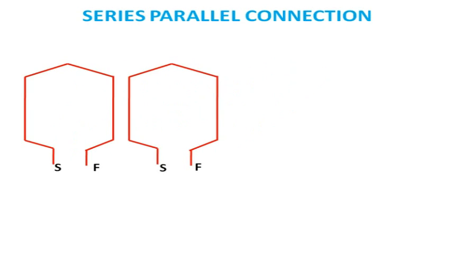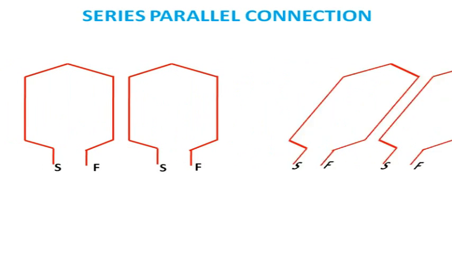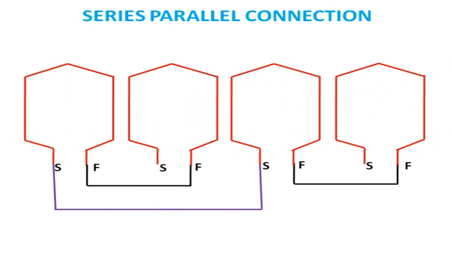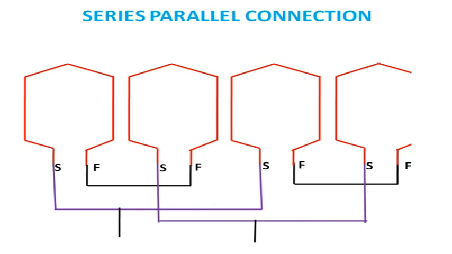Finally, series parallel connection. In this case these two and the last two will be connected in series. You see finish to finish, and here first coil group starting to second, third coil group, and finish to finish third to fourth, and starting to starting second to fourth, and finally two terminals will come out.